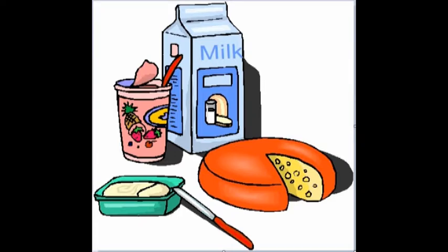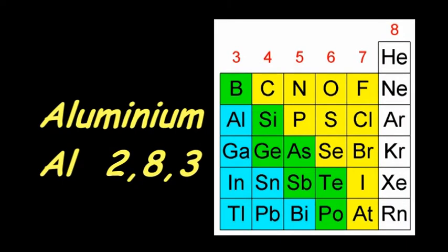Calcium salts also occur in our bones, which is why we should eat dairy foods as a source of calcium. The P block of the periodic table contains metals shown in blue, semi-metals shown in green, and non-metals shown in yellow. We will focus on the metal aluminium in group 3.